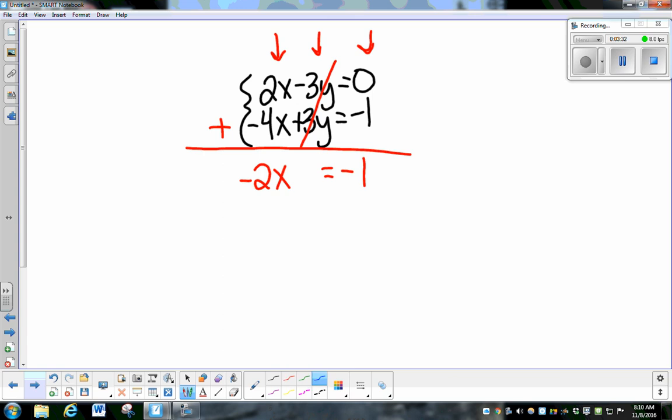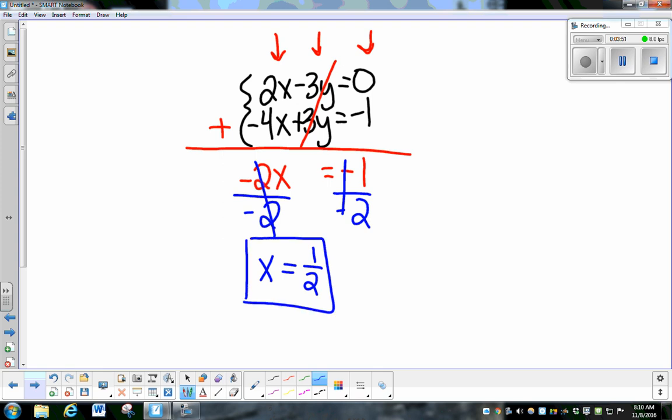Now this is just like a regular equation, just solve it like this. So I'm trying to get x by itself here, so I'm going to divide each side by negative 2. So I'm left with x equals, well, negative over negative is a positive, so x equals 1/2. I like to box that in so I kind of have it nice and neat on my paper, and I can refer back to that easily. So once you have one of your variables, all you have to do is plug it into either equation, and you can find the value of your other variable.